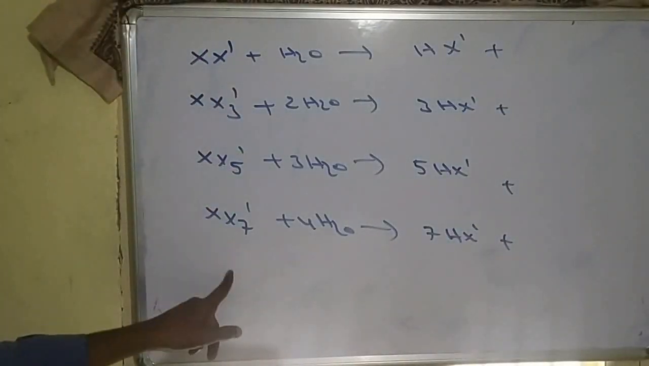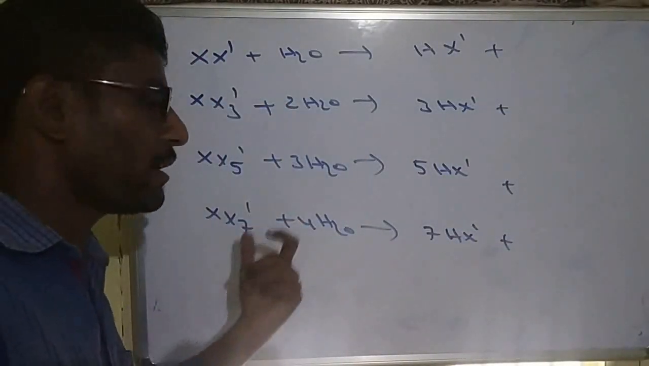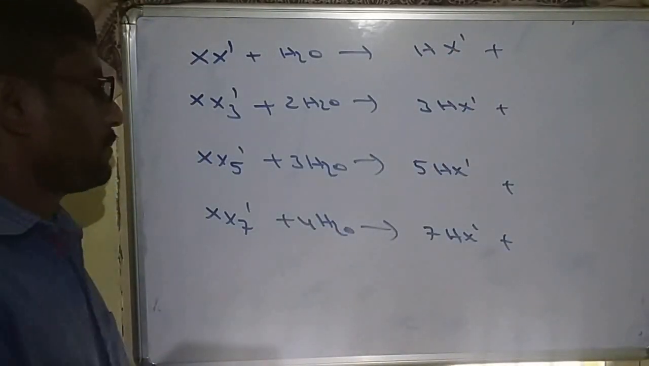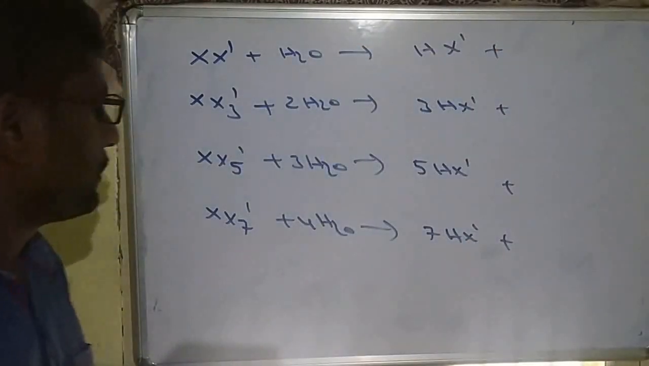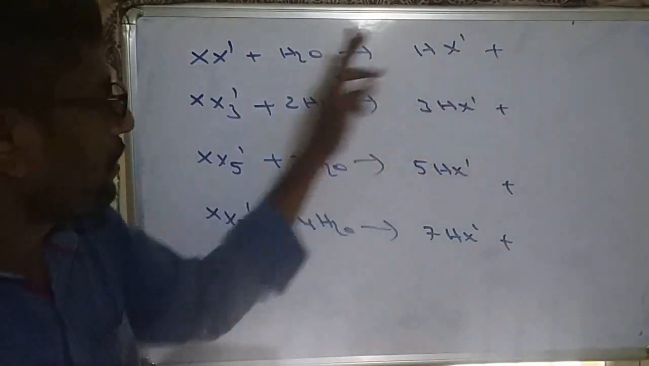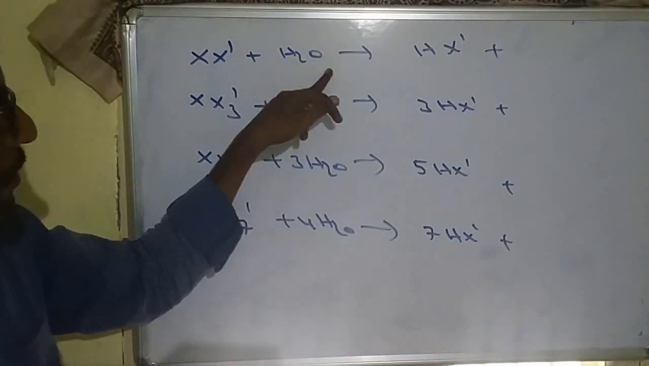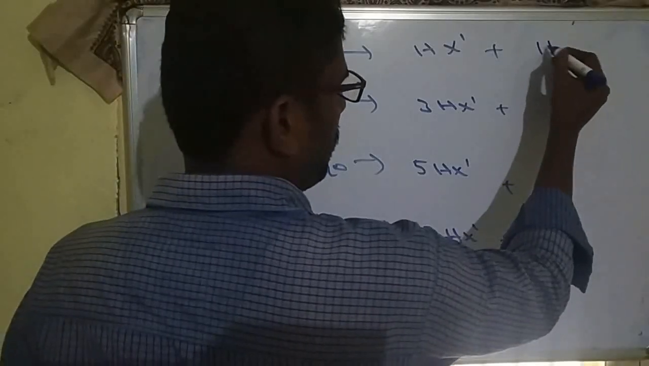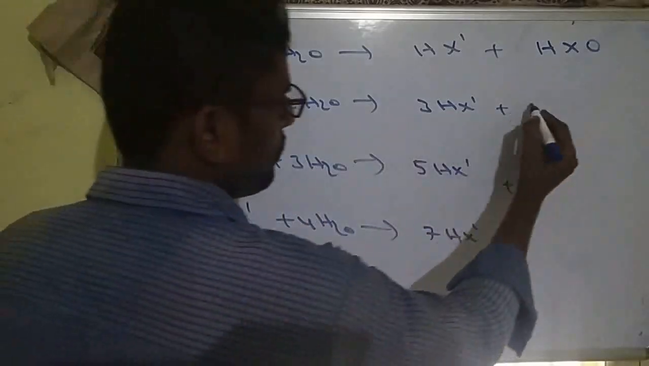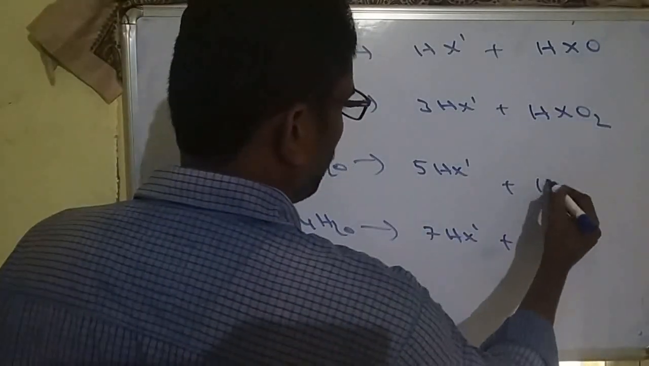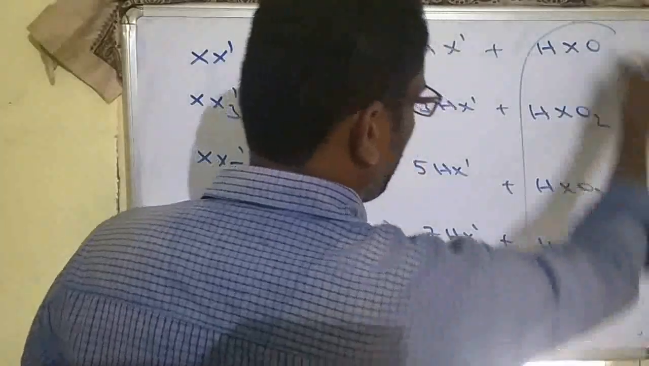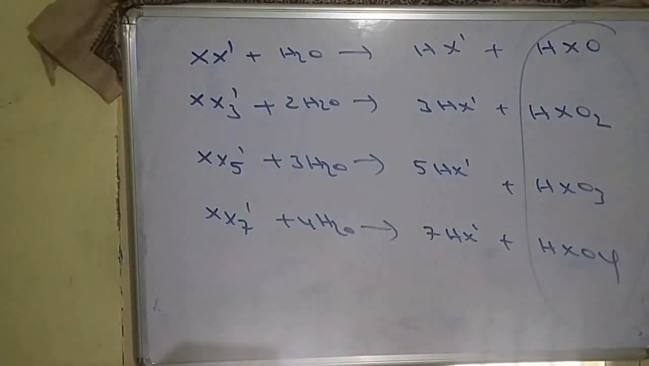Simple. Small size means more electronegative. They will attract H plus ions, so the small size halogen forms hydrogen halides. Whereas the big size halogen will combine with the remaining part. Here H is gone, remaining is OH. OH and X will form HXO. Here O2 is present, so HXO2. HXO3, HXO4. All these are called oxoacids of halogens.